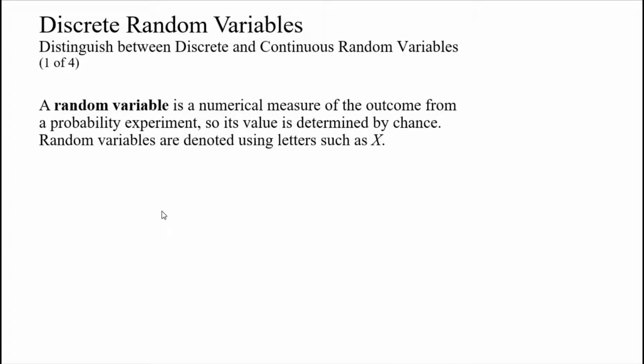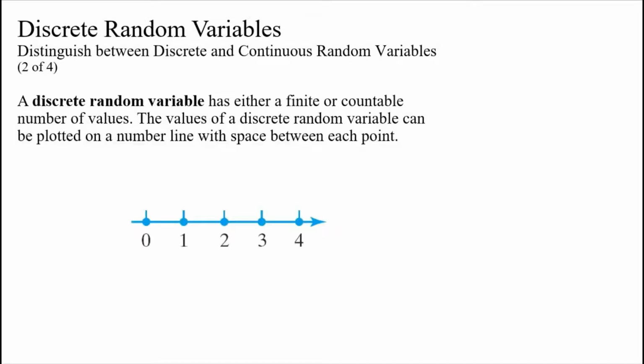A random variable is a numerical measure of the outcome from a probability experiment, so its value is determined by chance. Random variables are denoted using letters such as uppercase X. A discrete random variable has either a finite or countable number of values. The values of a discrete random variable can be plotted on the number line with spaces between each point. We learned previously about discrete variables, so a discrete random variable is similar in that manner.